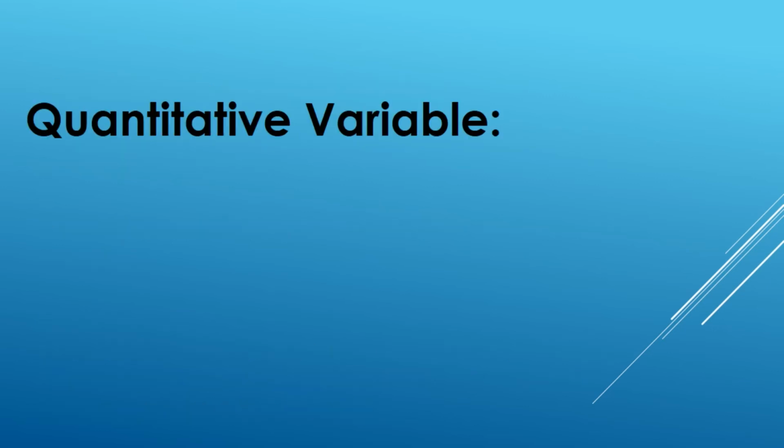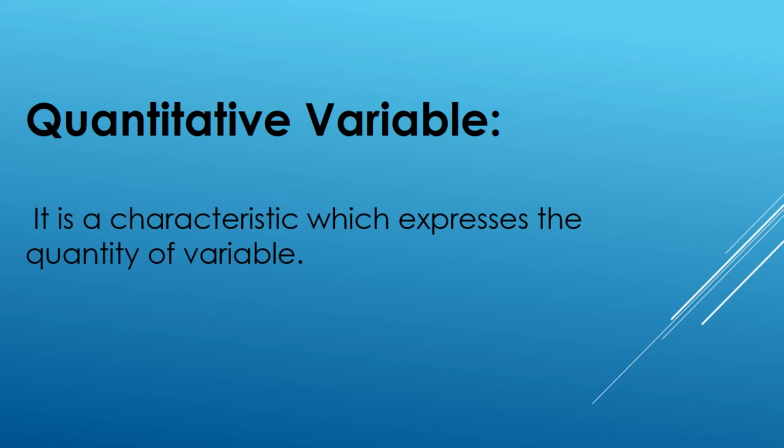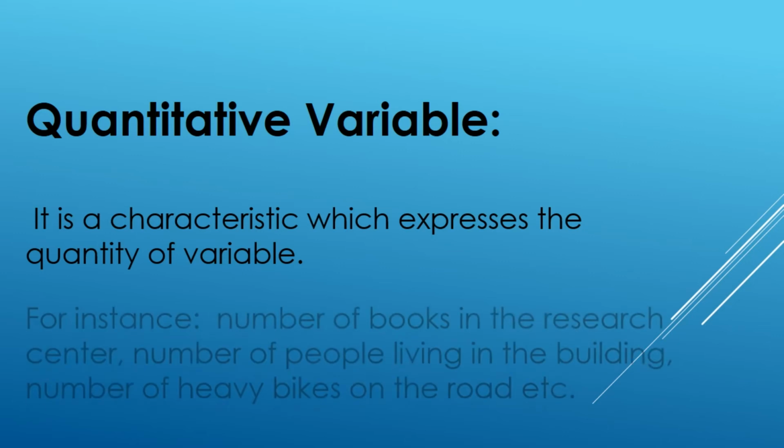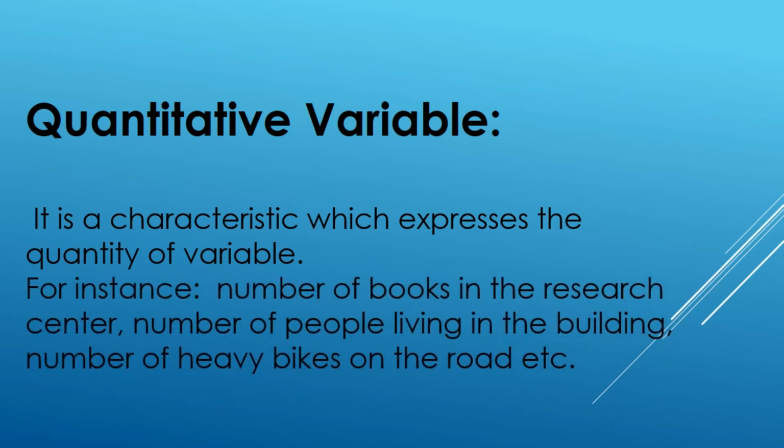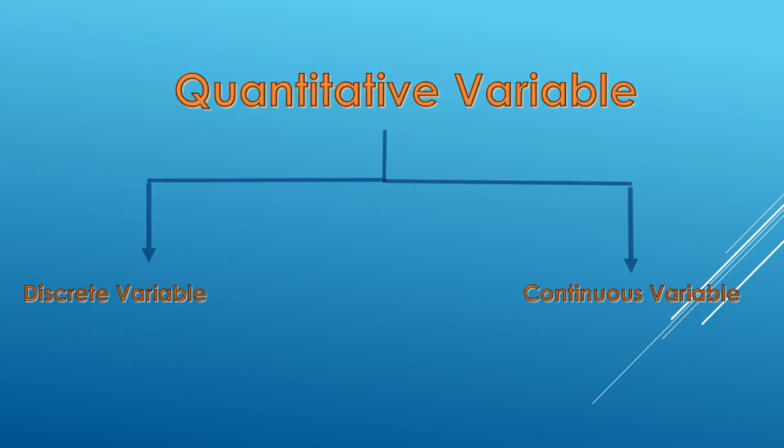What is a quantitative variable? A quantitative variable is a variable which expresses the quantity of a variable. For instance, the number of books in the research center, the number of people living in the building, the number of heavy bikes on the road, and so on. Okay students, now a quantitative variable is further classified into discrete variable and continuous variable.